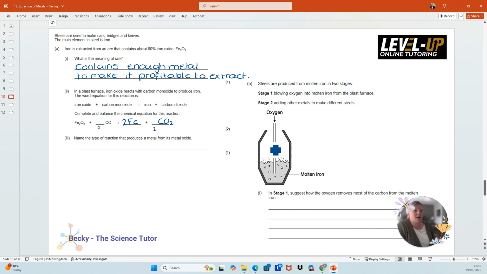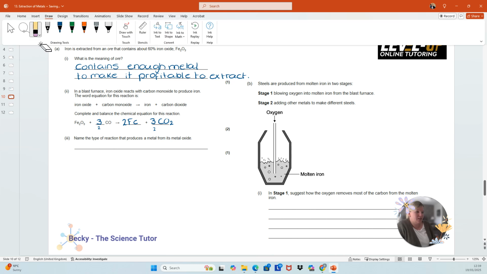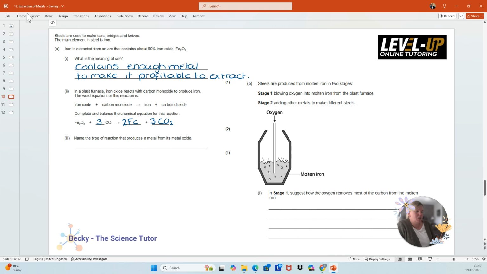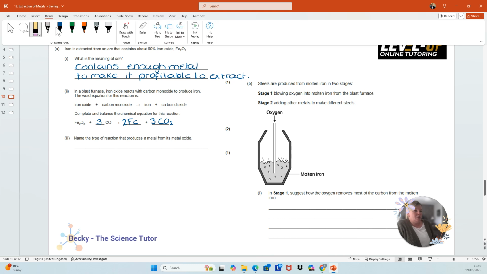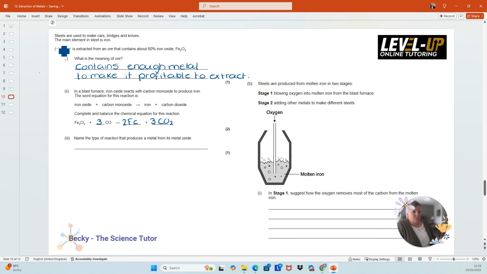What I need is a multiple of 2. Okay, so how about if we try 3 carbon monoxide? That gives me 3 carbons and 6 oxygens overall. Put a big 3 in front of that. Let me get rid of those little numbers out of your way so that you can see where they've come from. So in terms of that question, you get 1 mark for correctly putting the symbols Fe and CO2, and your second mark is for the correct balancing.